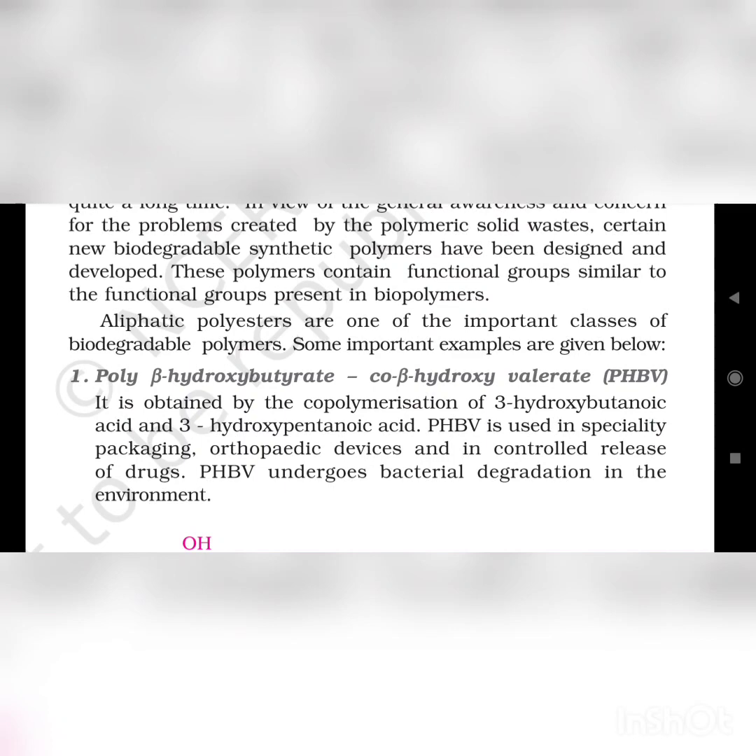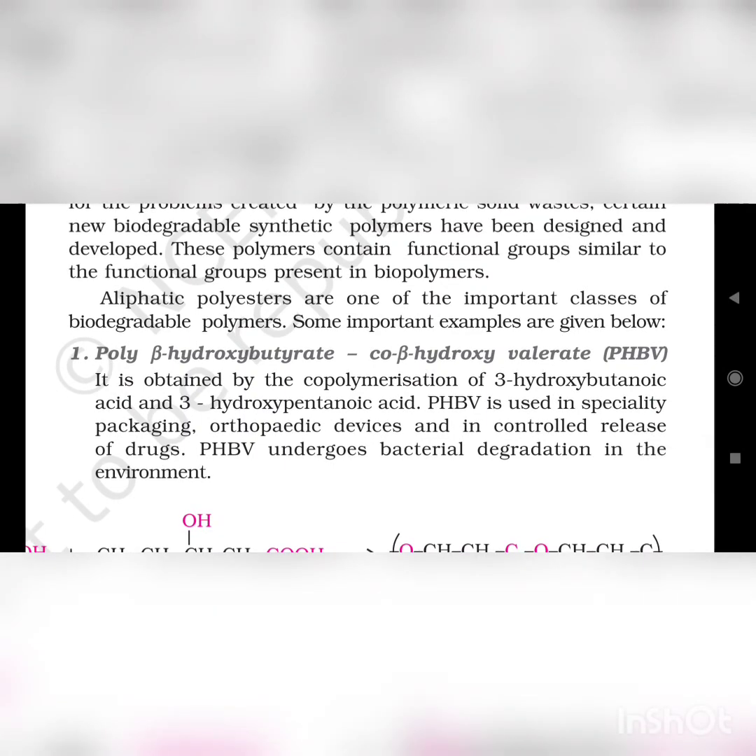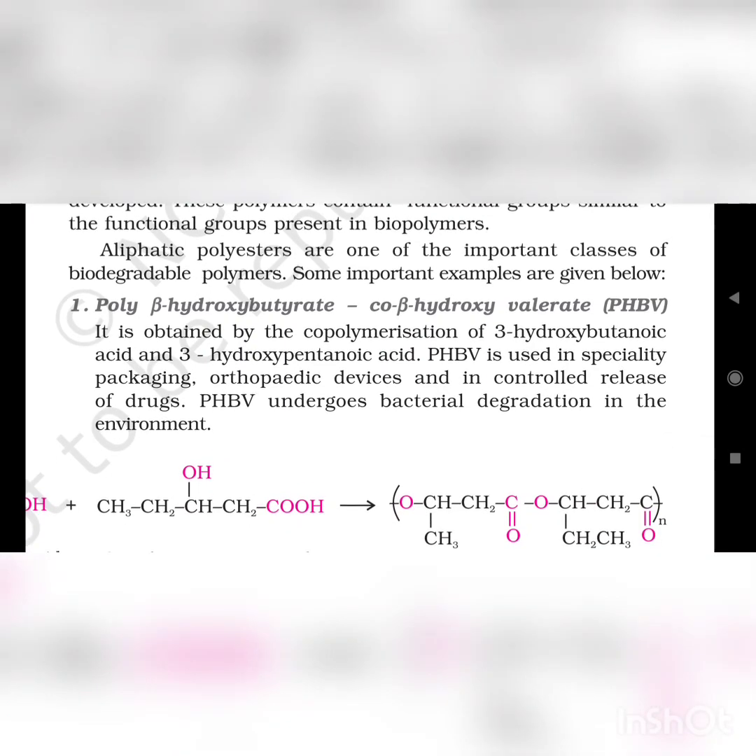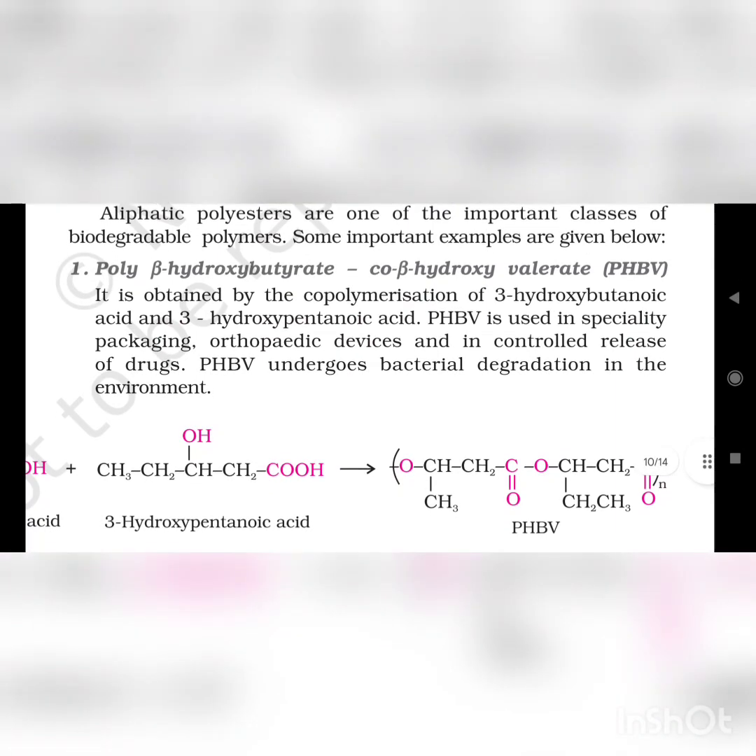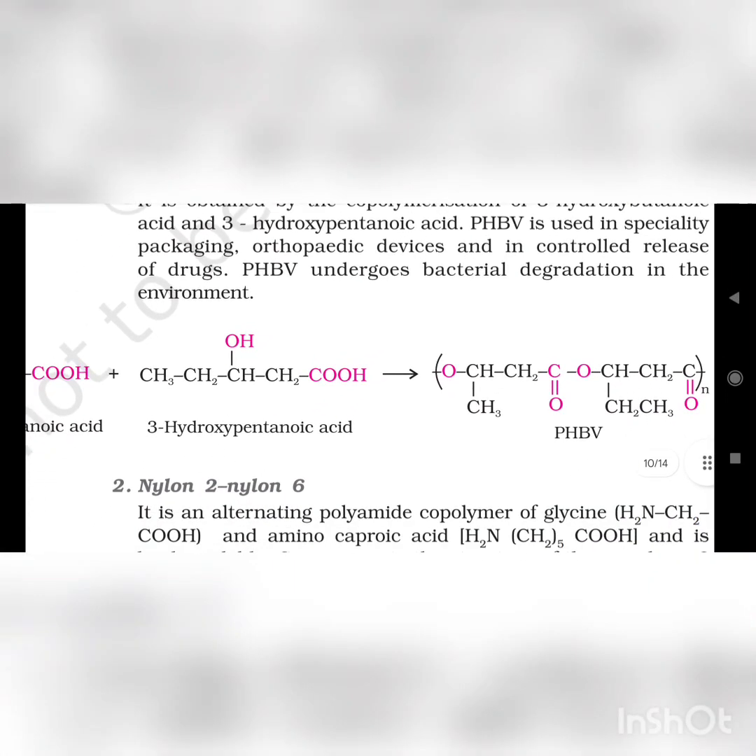Aliphatic polymers are one of the important classes of biodegradable polymers. Poly-beta-hydroxybutyrate-co-beta-hydroxyvalerate, or PHBV. It is obtained by the copolymerization of 3-hydroxybutanoic acid and 3-hydroxypentanoic acid. PHBV is used in specialty packaging, orthopedic devices, and in controlled release of drugs. PHBV undergoes bacterial degradation in the environment.